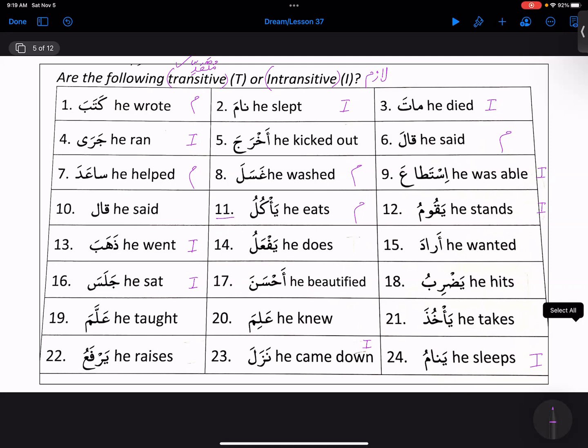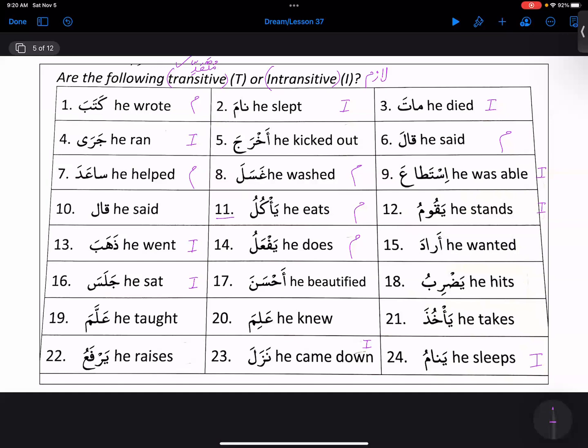Yaf'alu, he does. He does something, that is making sense here, right? He does something. Mutaddi. So that is the example of mutaddi. Okay. Now arada, he wanted. Mutaddi. Yes, he wanted something. So mutaddi.